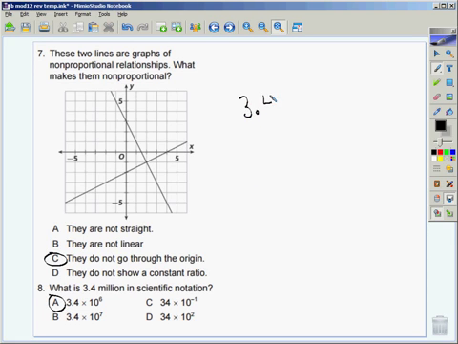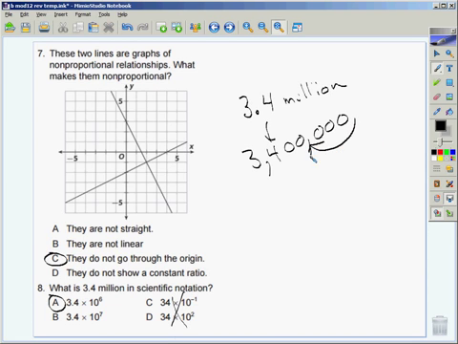And if you think about it, when it says 3.4 million, this is the 3 million. This would be the 0.4 million if I wrote it out. And remember that in front of the decimal, the number has to be between 1 and 9. That would eliminate these two as even being possible. And then I count decimal places. There's 3. There's 3 more, so it should be times 10 to the 6th power.